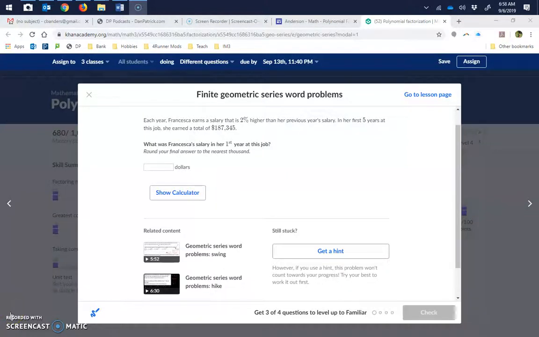All right, finite geometric series word problems. Just like the last assignment, but now we have words around the numbers. So we have to pull out the numbers and make sure we put them in the right spot.